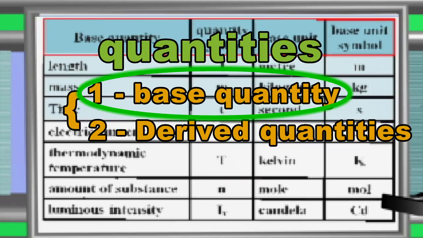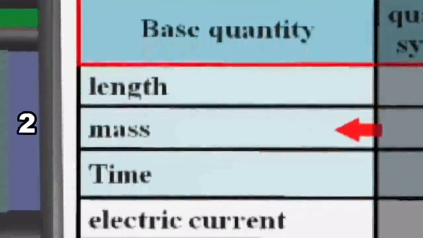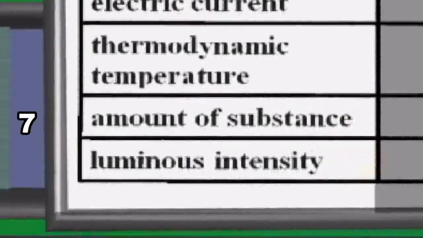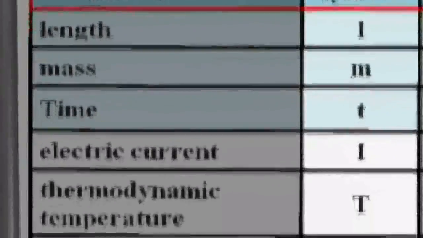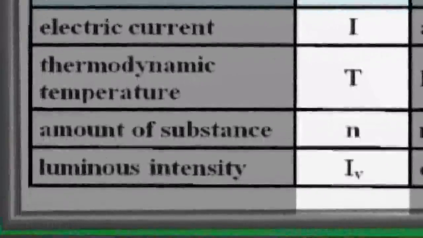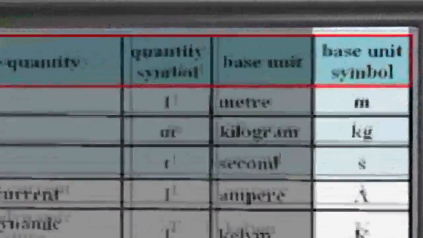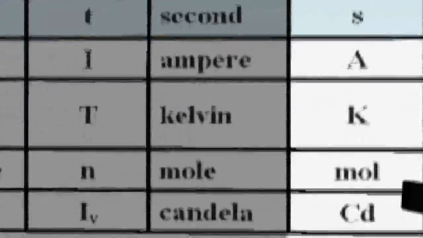We first explain the table of these quantities. Then we express the derived quantities. The first column of this table shows the base quantity. Includes length, mass, time, electric current, thermodynamic temperature, amount of substance, luminous intensity. The second column shows the quantity symbol, L, M, T, I, T, N, IV. The third column shows the base unit, meter, kilogram, second, ampere, Kelvin, mole, candela. And the fourth column expresses the symbol of the base unit, m, kg, s, A, K, mol, cd.